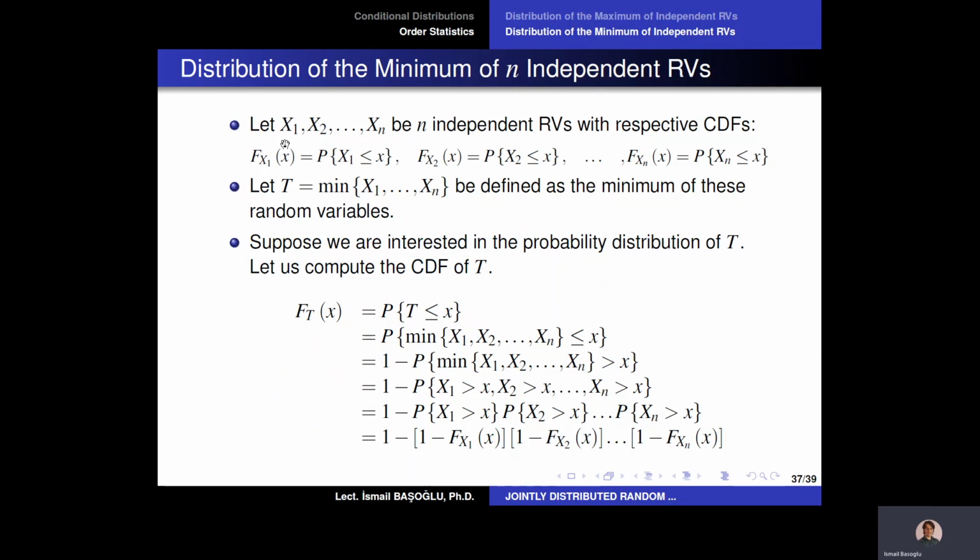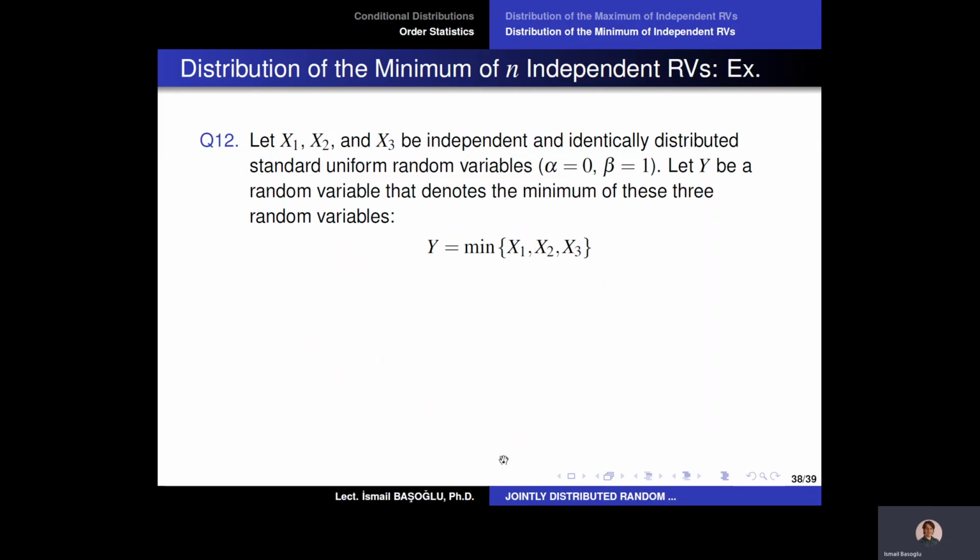Now we know that these random variables are independent. Therefore, this joint probability of multiple random variables can be rewritten as the product of the individual tail probabilities: the probability of x1 being greater than x, the probability of x2 being greater than x, and so on. And each of these tail probabilities can be computed by subtracting the cumulative distribution functions at these points from 1. So we are basically generalizing the minimum distribution for 2 random variables to n random variables here. And in this question, we are going to practice it.